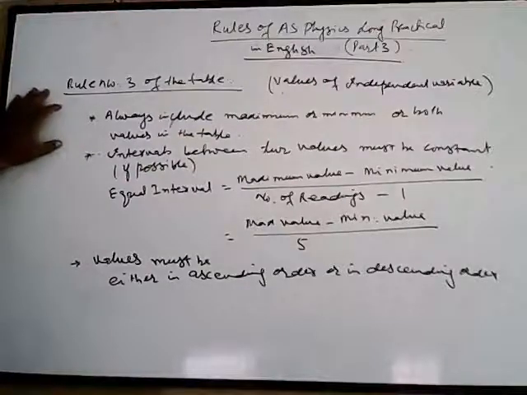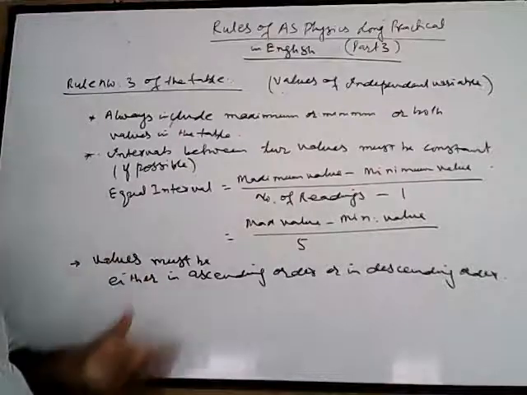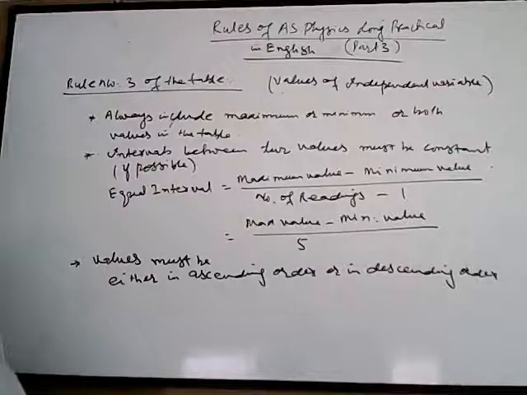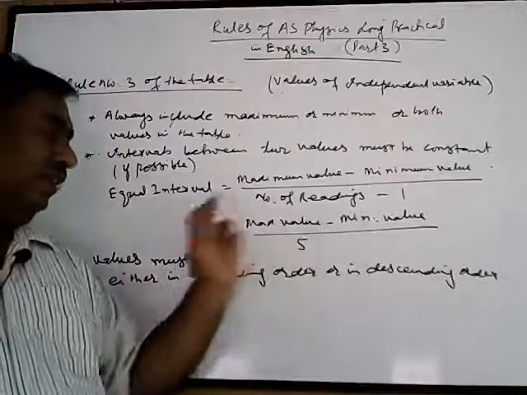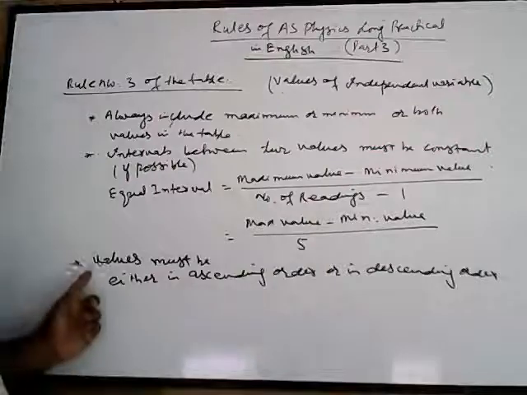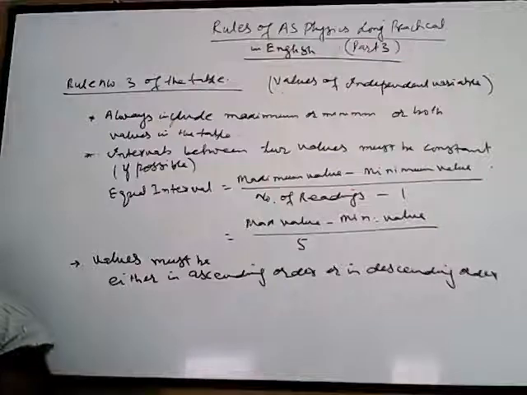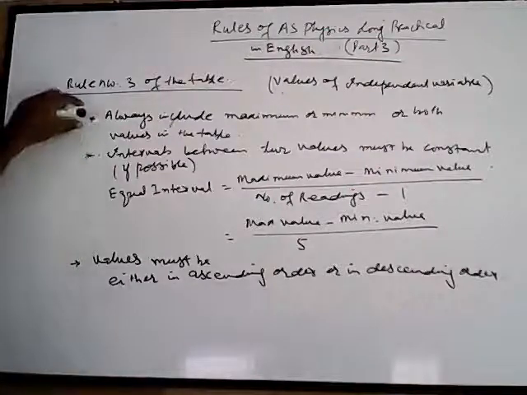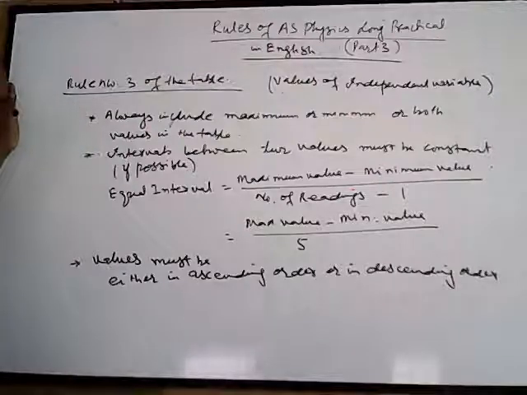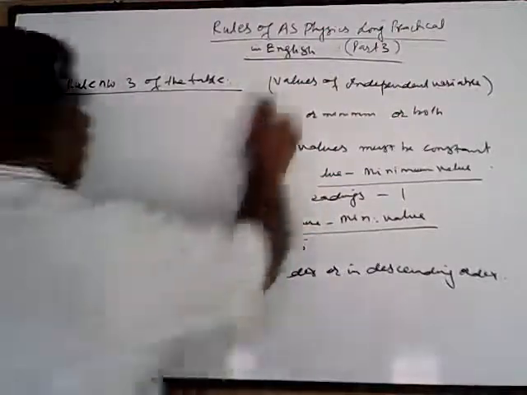So first, always include maximum and minimum values in the table. Second, intervals between 2 values must be constant, and the formula is: equal interval is maximum value minus minimum value divided by 5. Third, values must be either in ascending or descending order. Now let us go through a few examples. These are the 3 supports of this rule.